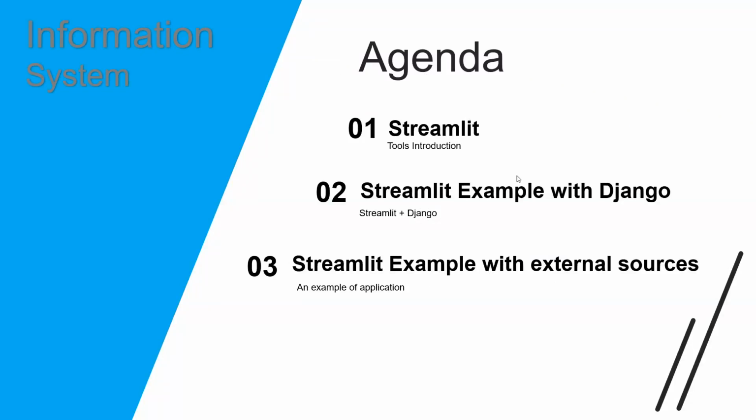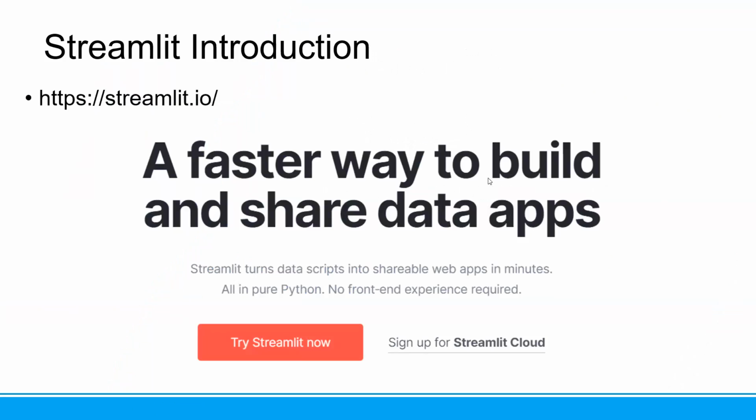Okay, so these are the three contents that we are going to learn. Streamlit, what is Streamlit? Streamlit is one framework, and it is mentioned that it is a faster way to build and share data apps. It turns data scripts into shareable web apps in minutes, all pure in Python, and you don't need to have front-end experience. So this is very convenient.